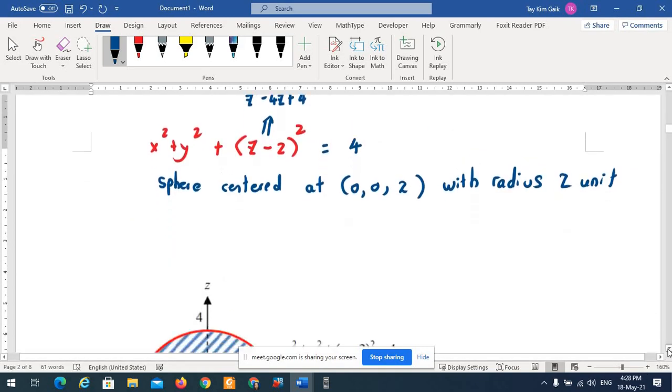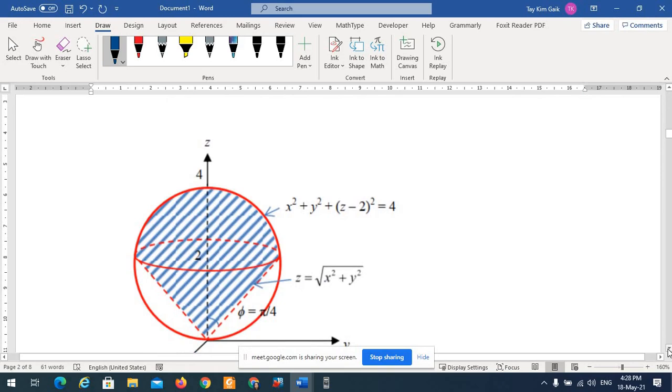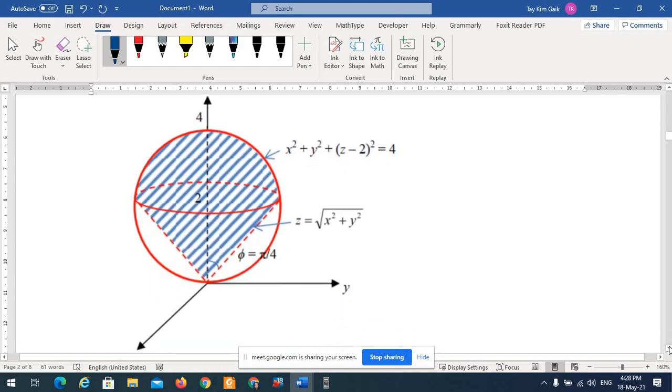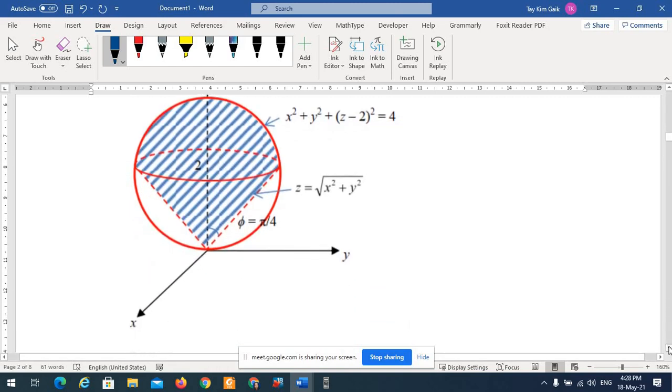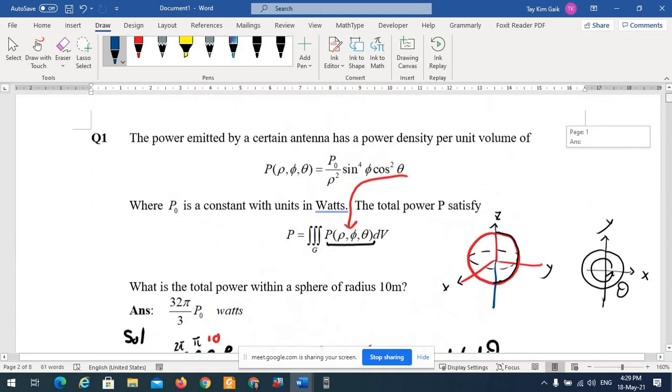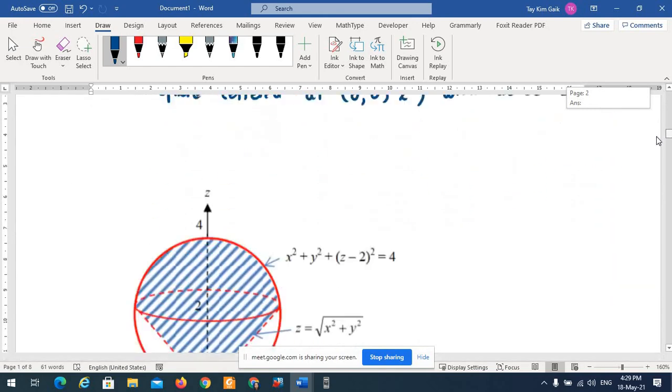So this is the sphere which is centered at x is 0, y is 0, but z equal to 2. See, when we draw, x is here, y, z here. Center of the sphere, x here 0, y here 0, but z moves up to 2 units. So your sphere is on the positive z, compared to normally your sphere, where you have positive z and negative z, but this one is all positive z.